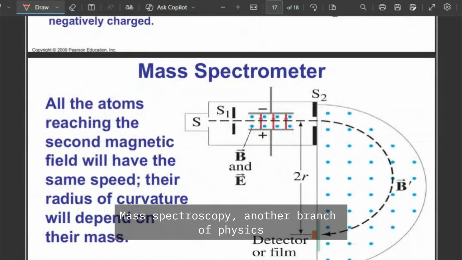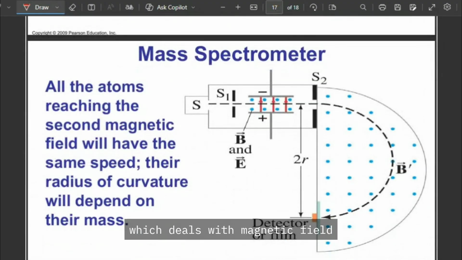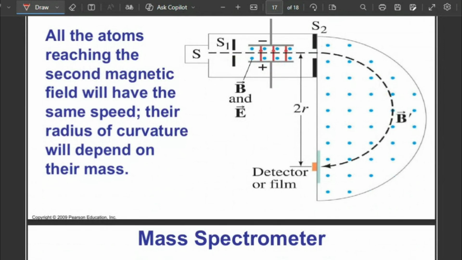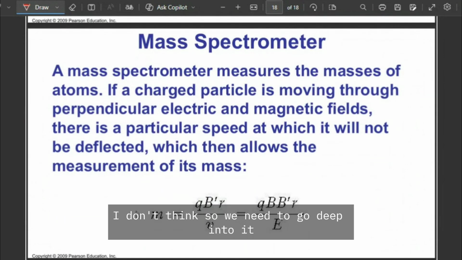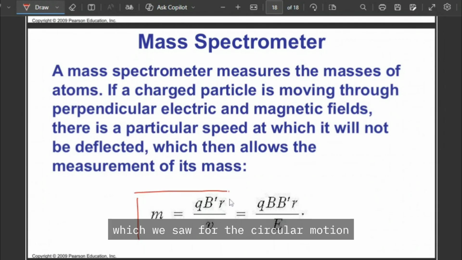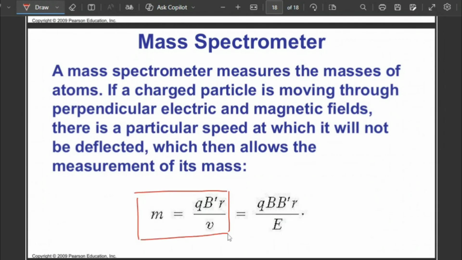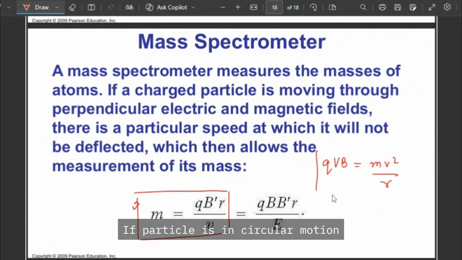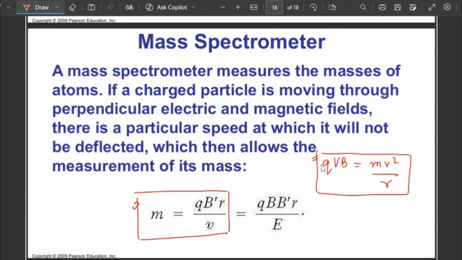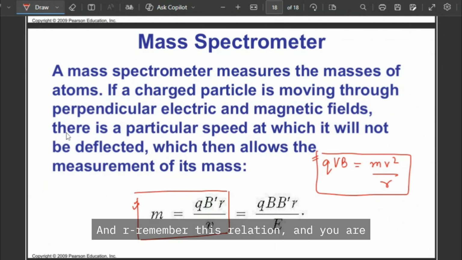Mass spectroscopy is another branch of physics which deals with magnetic field and electric field. I don't think we need to go deep into it, but yes, the relation which we saw for the circular motion, that is something which we use here. So always remember qvB must be equal to mv square by r. If a particle is in circular motion, these are the forces which must be equal. Remember this relation and you're good to go.